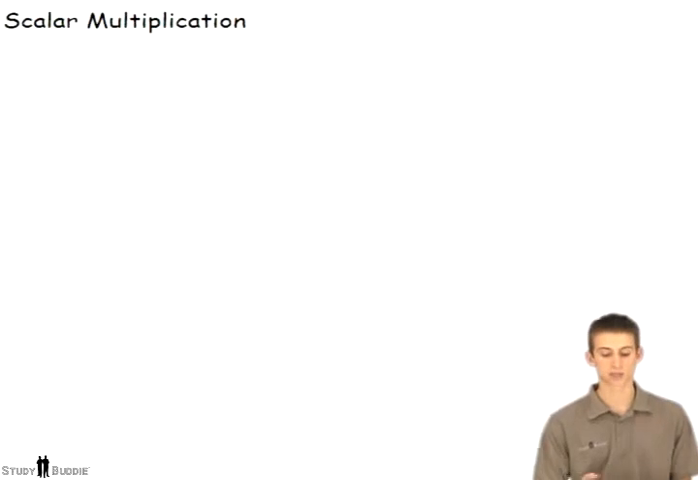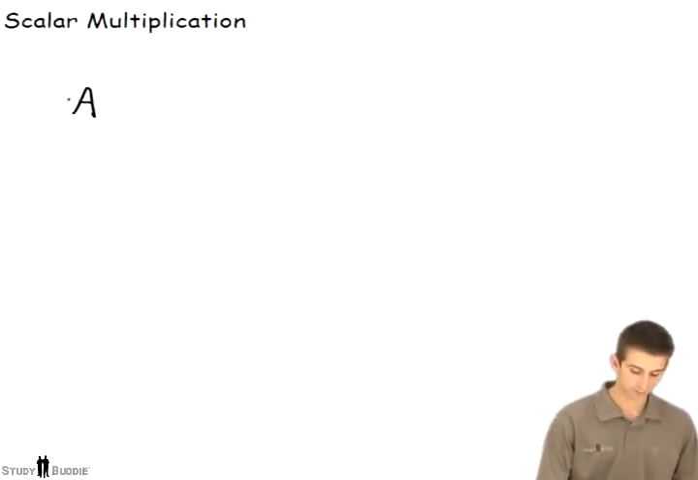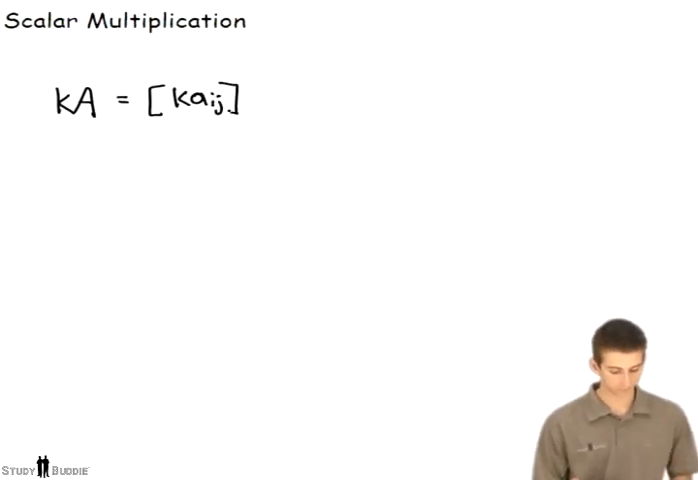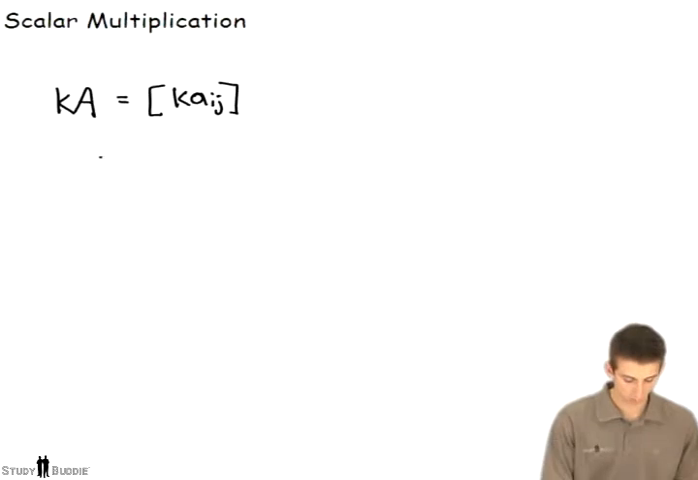Next, scalar multiplication. Scalar multiplication is also very simple. There are no conditions on the size of the matrix. Basically, if you have a matrix A and you multiply by some scalar k, it results in a matrix where each entry is multiplied by that scalar k. So very simple.